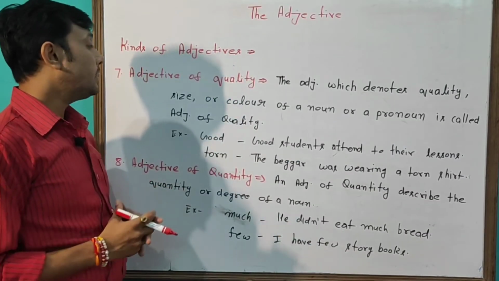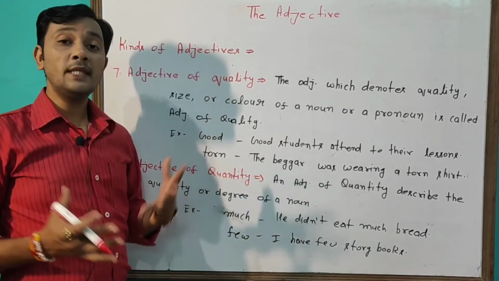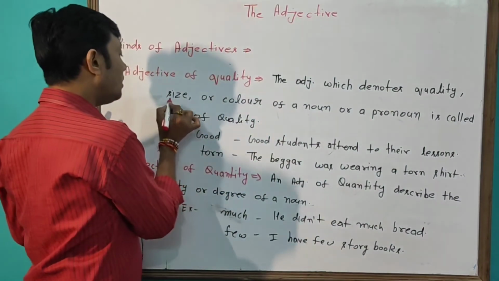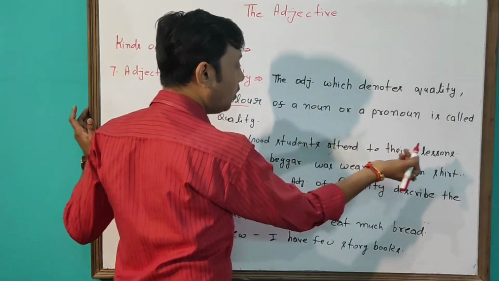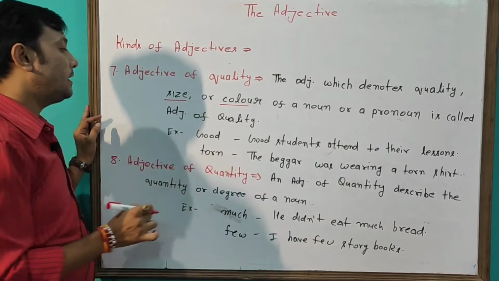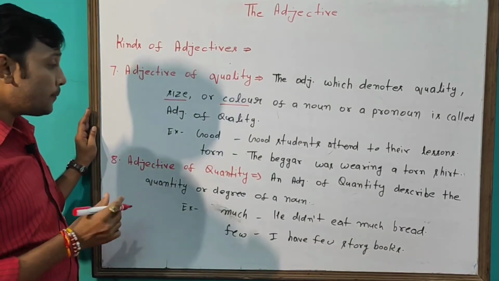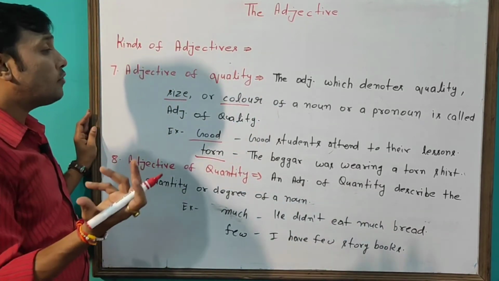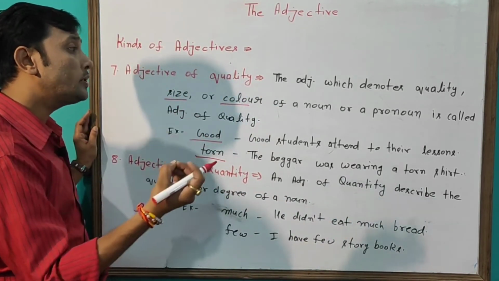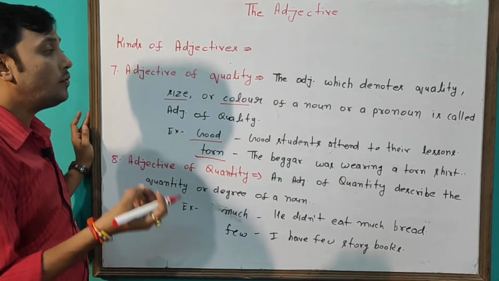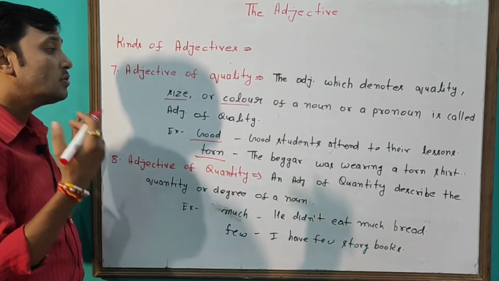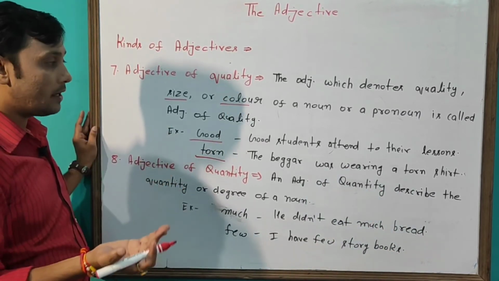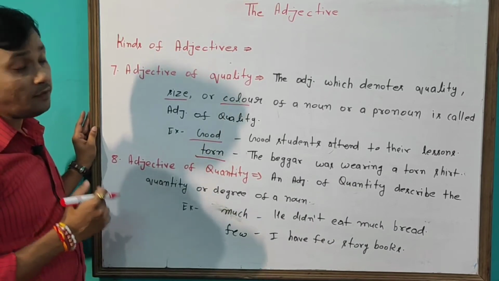Adjective of quality. Now what is the adjective of quality? The adjective which denotes quality, size or color of a noun or a pronoun is called an adjective of quality. For example, good, tall. An adjective which qualifies a noun or pronoun's quality, size and color is known as an adjective of quality.